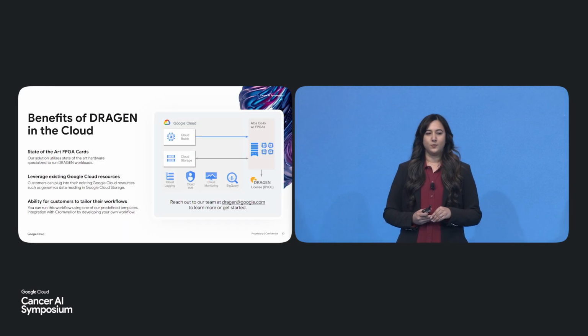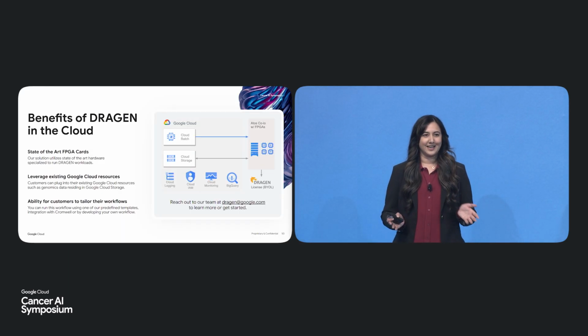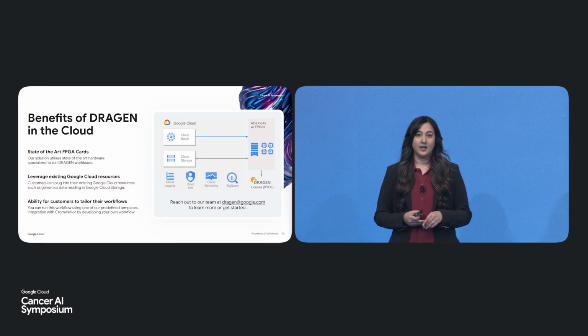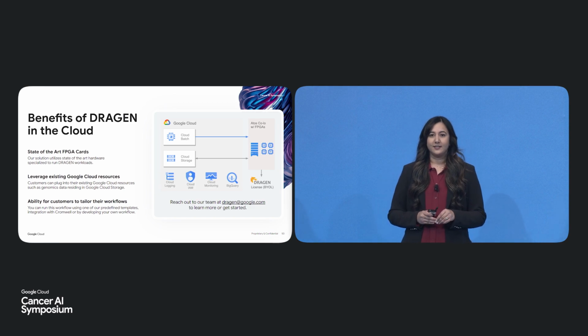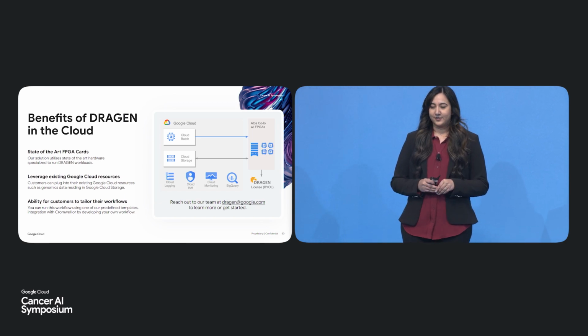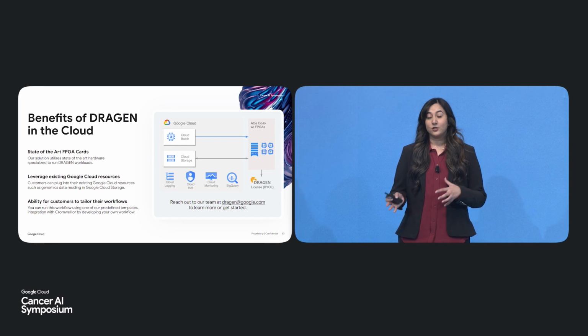So I want to go over a few benefits and features that make this solution stand out. First and foremost, our solution uses state-of-the-art field programmable gate arrays. These are accelerators that greatly enhance the speed and performance of the computations that are required. It takes a lot of horsepower to sequence a genome. So these FPGAs were procured and installed by Evident and Google in a data center.